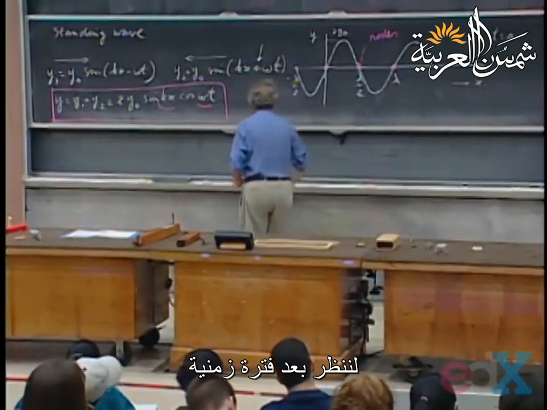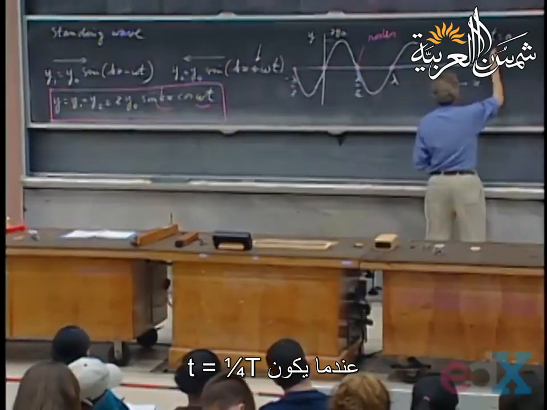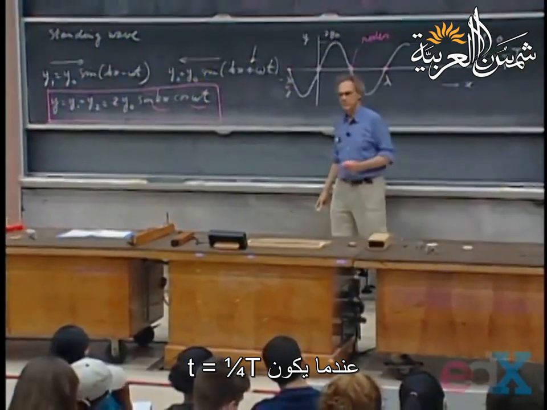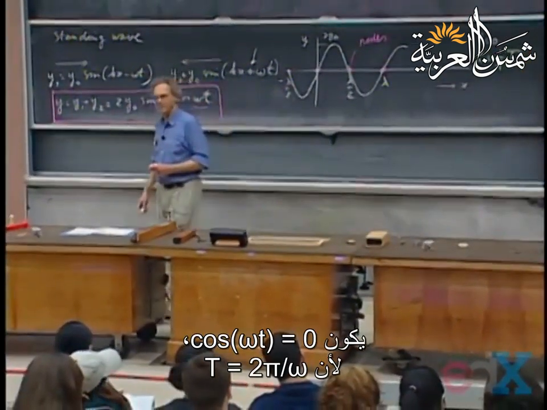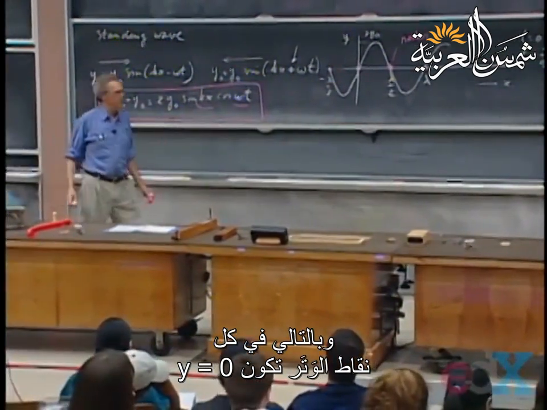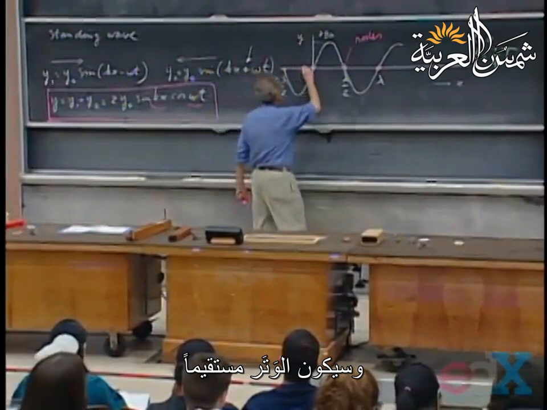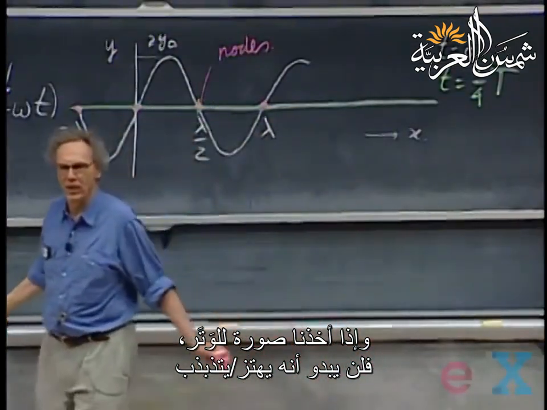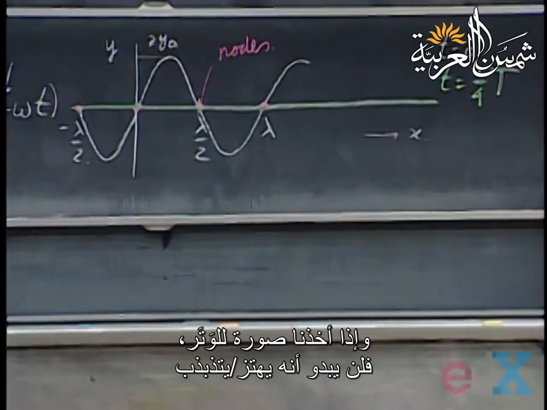Let's now look a little later. Let's look at t equals 1/4 of a period. Now, the cosine is 0. So there's not a single point on the string that is not 0. So the string looks like this. If you took a picture of the string, you wouldn't even know it's oscillating. It would be just a straight line.